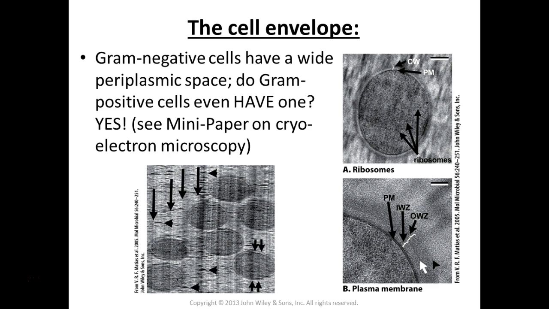At one time they thought only the gram-negatives had a periplasm space because their space between those membranes is pretty big. Or you could even say between the cell wall and the cell membrane. There's an interesting mini paper in your book where they used some different techniques to study and look at gram-positive cells in a different way, and found that they do have that gap too. It's just not as big. That gap between the plasma membrane and the cell wall.